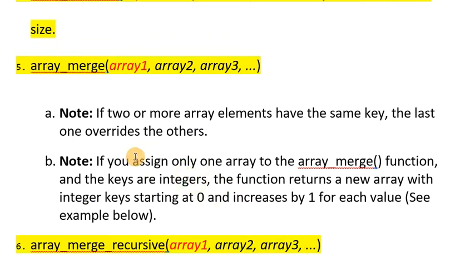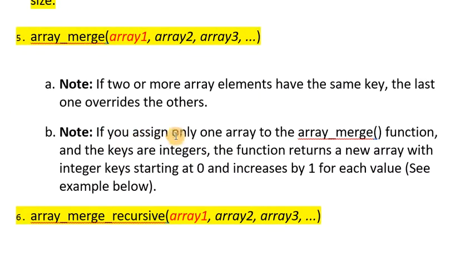And the second note is what? If you assign only one array to the array merge function and the keys are integers, the function returns a new array with the integer keys starting at 0 and increasing by 1 for each value. So this way it increases the value by 1 in the new array.